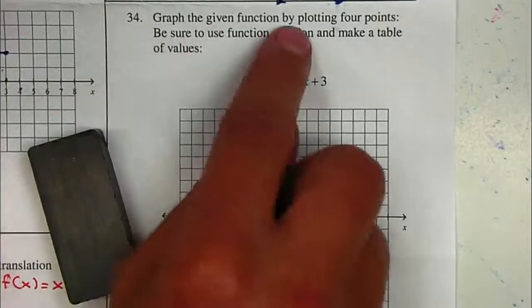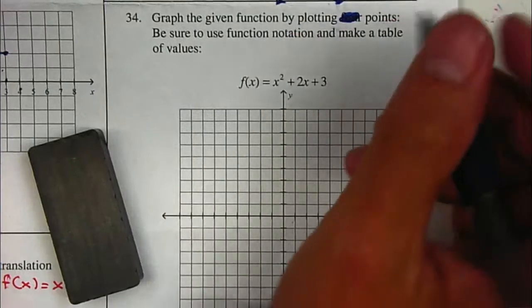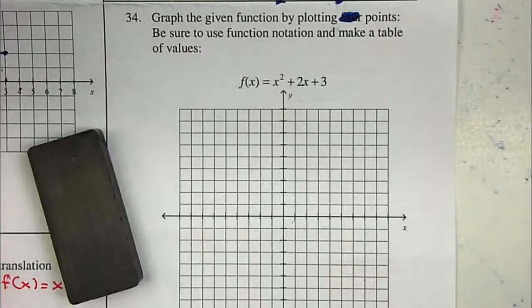Graph the given function by plotting points. You might need more than 4 points. Be sure to use function notation and make a table of values.